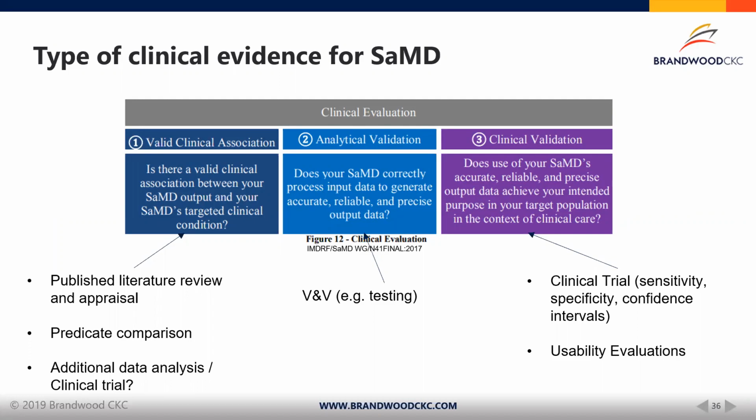In the middle of the graph, you've got analytical validation, and that really relates to essentially your verification and validation testing for the software. And last but not least, obviously, the actual clinical validation, which in the case that the software is not supported by adequate predicate comparison or published literature, the clinical data will need to be supplemented by potential clinical trials or usability evaluation, so actual user testing. So things that are common to software are the sensitivity, the specificity, confidence intervals, and so on and so forth in actually setting up clinical trials and comparing these to a baseline.